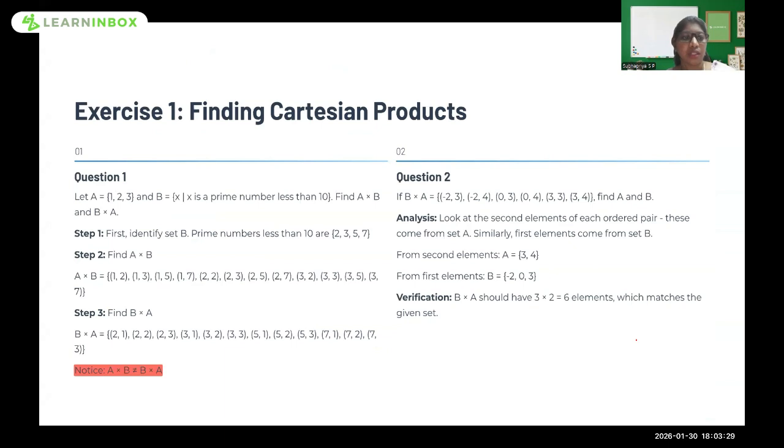Next, going on with the examples. In the first question, we have A as 1, 2, 3 as our elements, and in B, they have given x, where x is a prime number less than 10. Hope you all know what a prime number is. And they are asking for elements less than 10. So what are those? It will be 1, 2, 3, 5, 7. So these will be our elements.